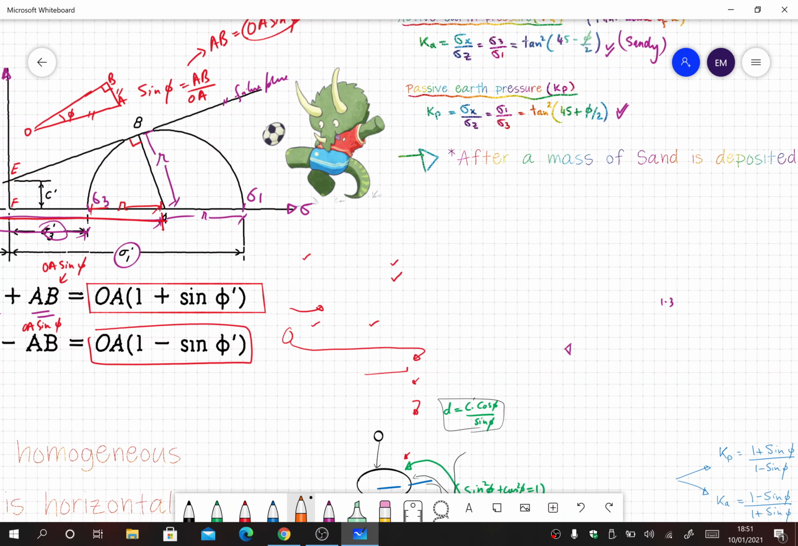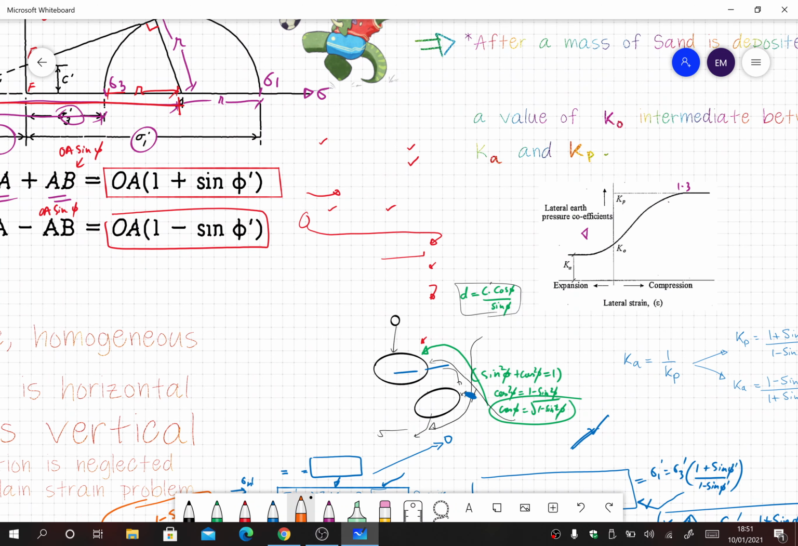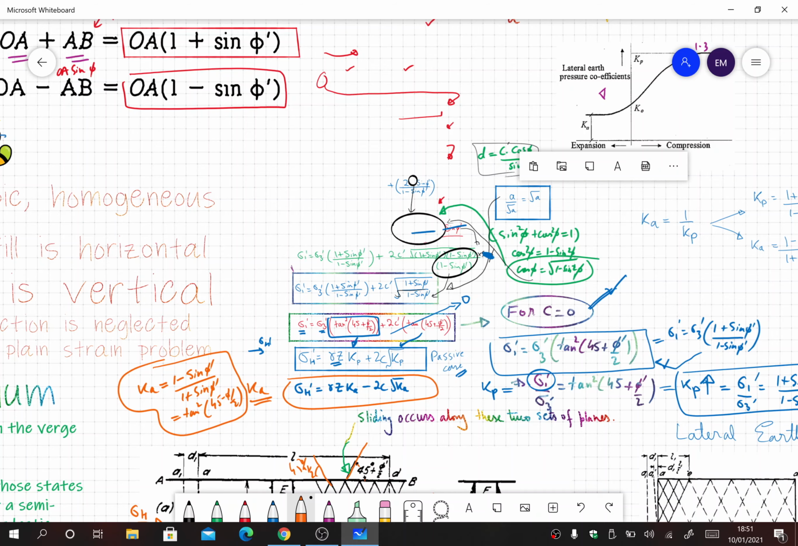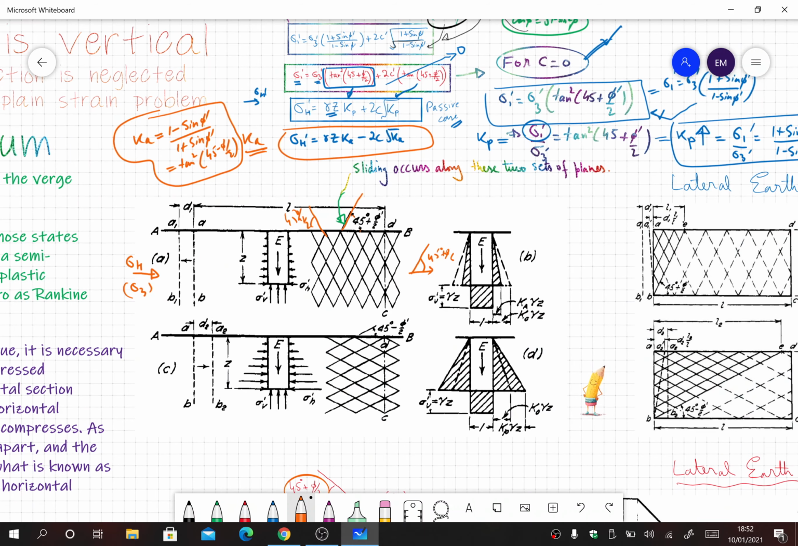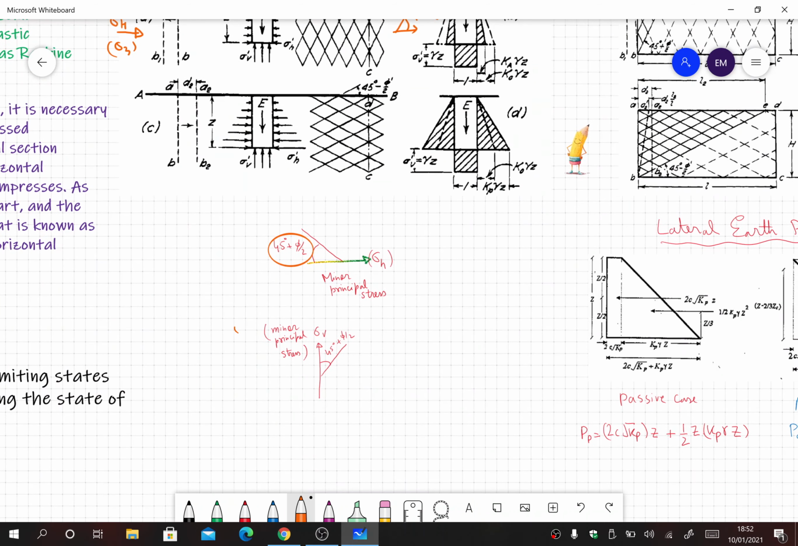In the case of passive earth pressure, we know that horizontal stress becomes the major principal stress and the vertical stress becomes the minor principal stress. So in that case this will happen. Now sigma v is the minor principal stress, so the failure plane will make an angle of 45 degree plus phi by 2 from there. So if this is 45 plus phi by 2, then the remaining from horizontal should be 45 degree minus phi by 2.